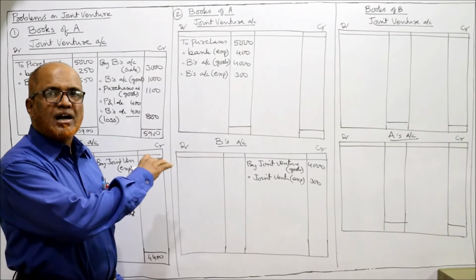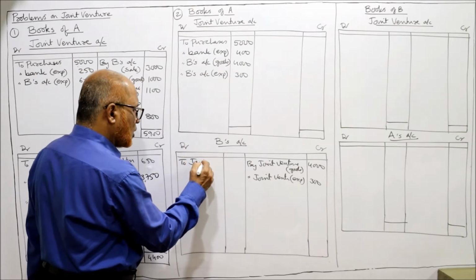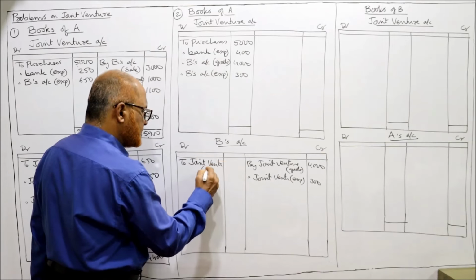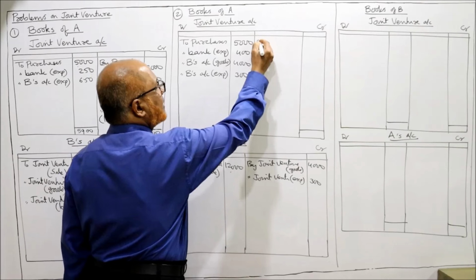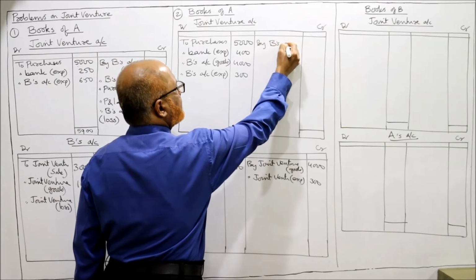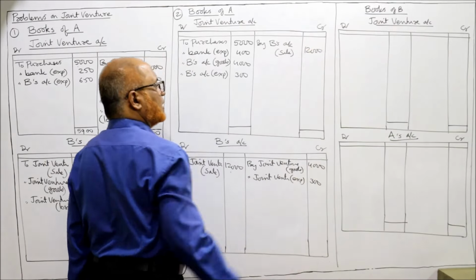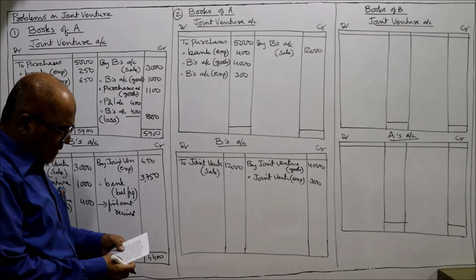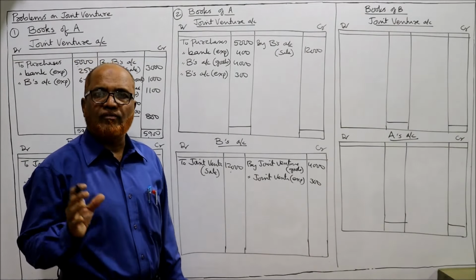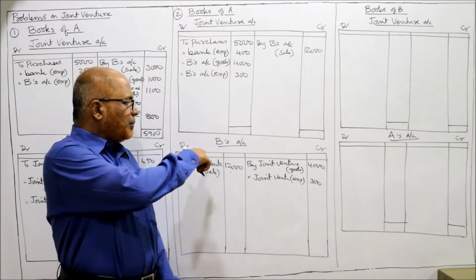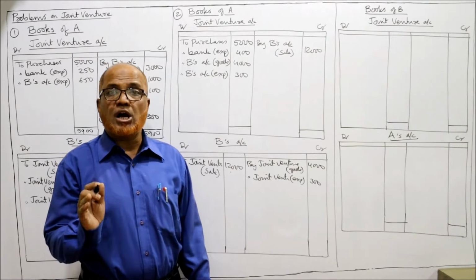So the entry will be B's account debited to joint venture sale. He sold the goods for 12,000, so joint venture credit side by B's account sale 12,000. After charging commission of 5% on value realized, according to the agreement, B is entitled to a commission of 5% on sales. So 5% of 12,000 comes to 600. So 600 rupees commission to B.